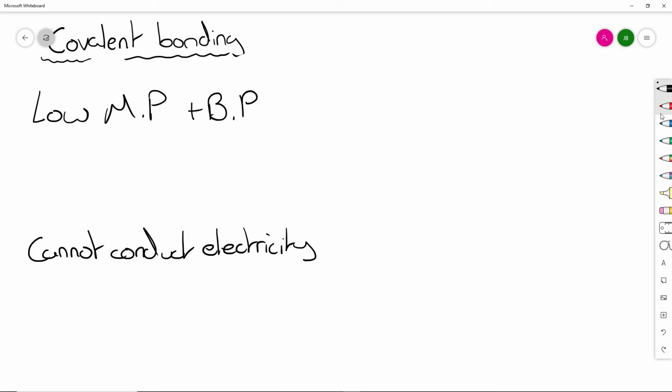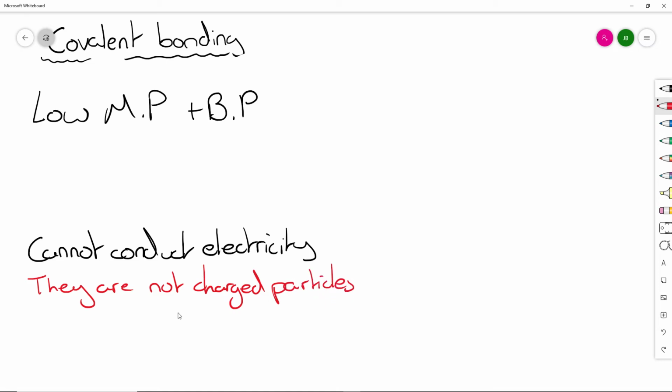So we'll start on this bottom one. They do not conduct electricity because they are not charged particles. And we need charged particles because it allows us to carry the electrical charge. So they are not charged particles. Unlike in ionic bonds where you have things such as Cl-, in this one we won't have Cl-, we'll just have Cl covalently bonded. Without that negative charge, you cannot conduct electricity.